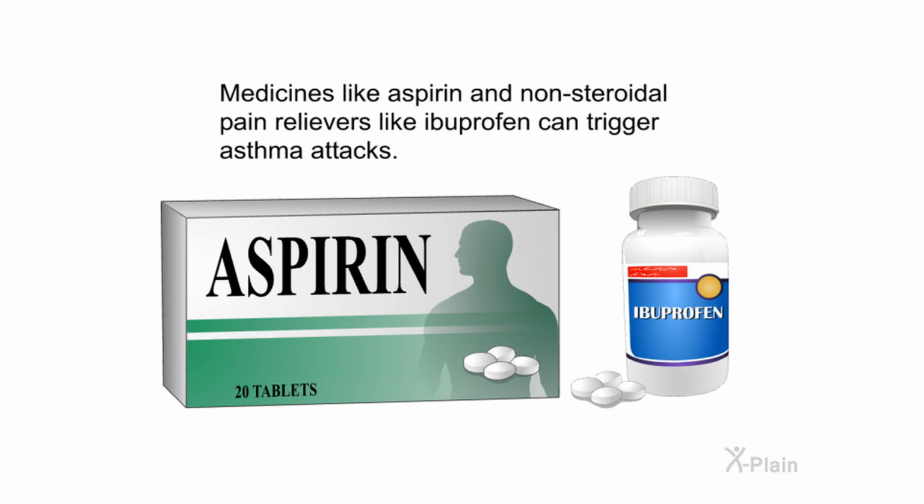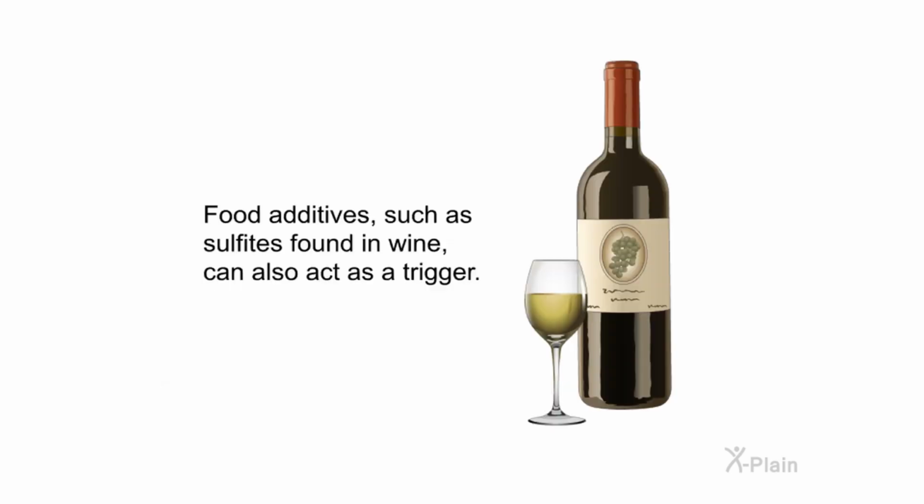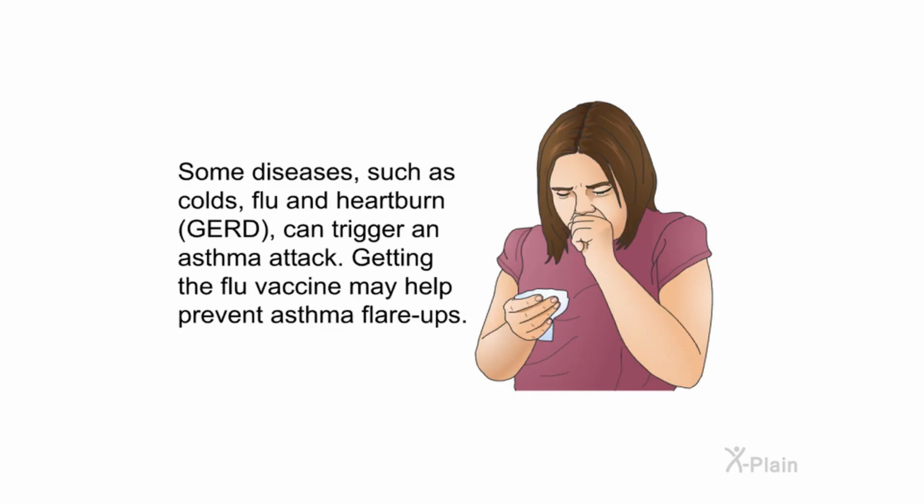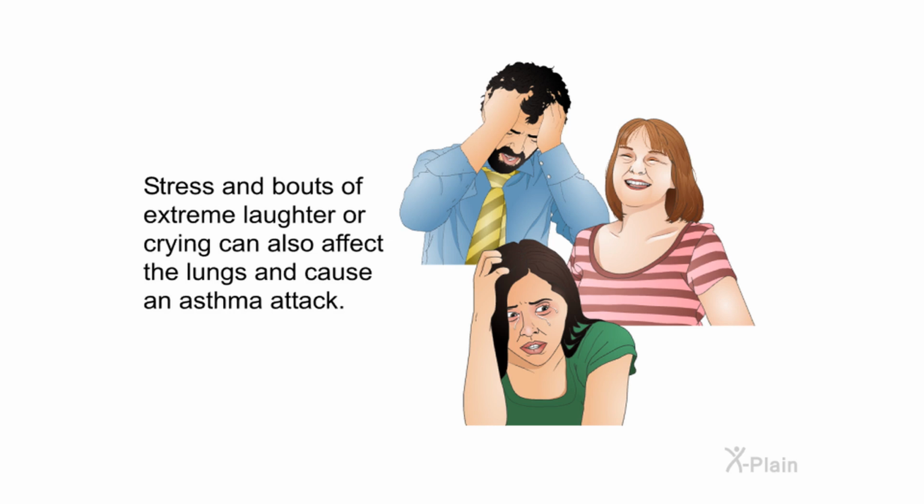Medicines like aspirin and non-steroidal pain relievers like ibuprofen can trigger asthma attacks. Food additives, such as sulfites found in wine, can also act as a trigger. Some diseases, such as colds, flu, and heartburn, GERD, can trigger an asthma attack. Getting the flu vaccine may help prevent asthma flare-ups. Stress and bouts of extreme laughter or crying can also affect the lungs and cause an asthma attack.